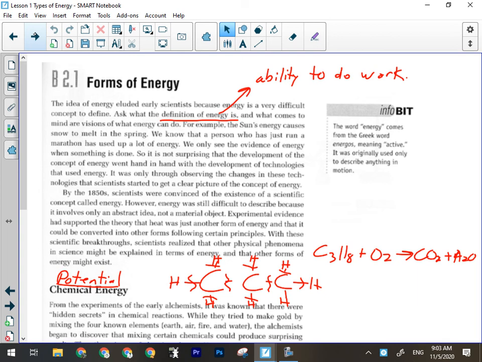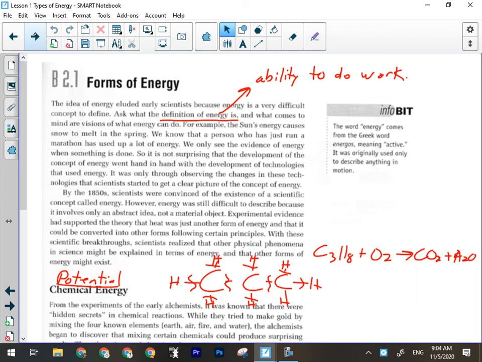Okay, so the big thing here is the definition of energy, okay? The ability to do work, okay? That's really important. That's something that's going to come up over and over again, okay? Now, instead of the ability to do work, what we typically envision is examples of it. Okay, sun melting snow in the spring. Okay, person who's run a marathon is tired. Okay, stuff like that. Okay, we only see the evidence of energy when something is done.